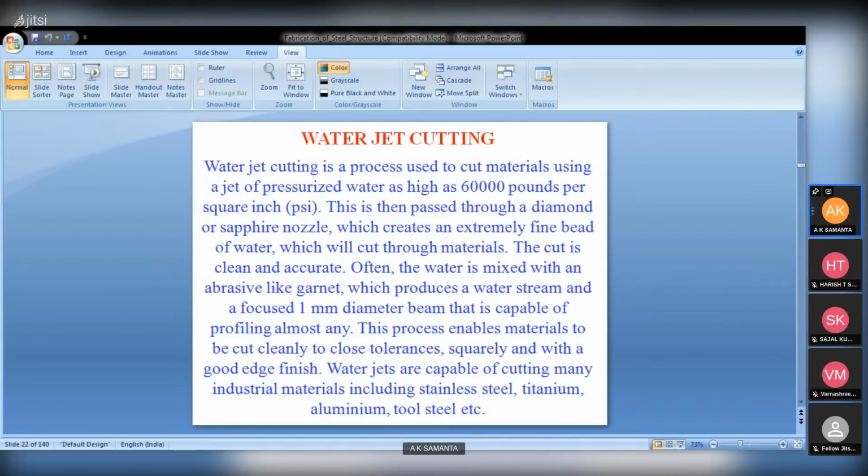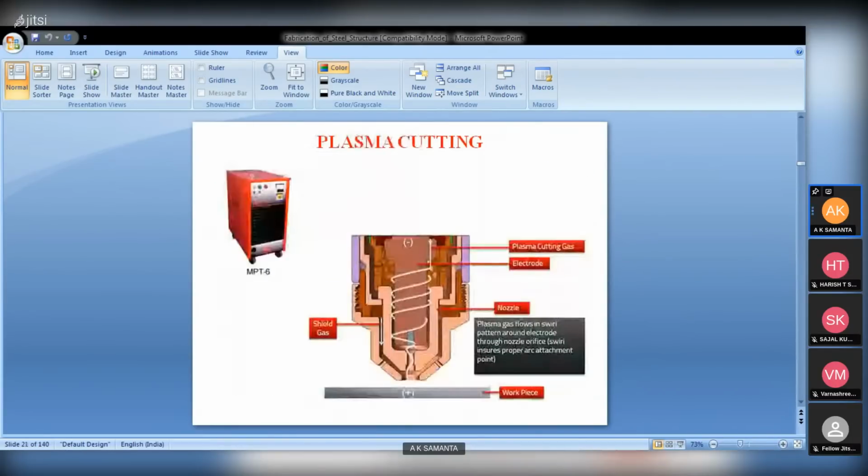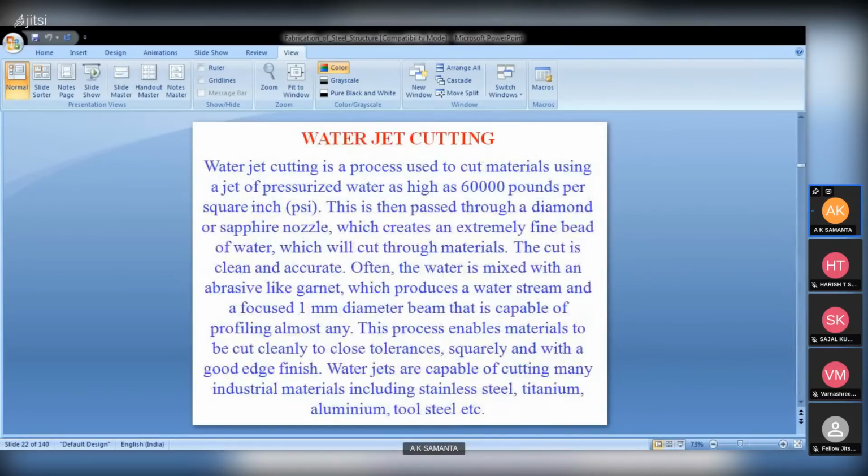In the water jet cutting process, it cuts materials using a jet of pressurized water as high as 60,000 psi. This is then passed through a diamond or sapphire nozzle, which creates an extremely fine jet of water which will cut through the material. Some abrasive material is mixed with the water, and this water is injected on the cut piece so that the cutting will be very smooth. However, its strength level is less than plasma cutting. So as a result, though water jet cutting is technologically available, it is not finding many applications or many clients. Rather, plasma cutting is very common nowadays.